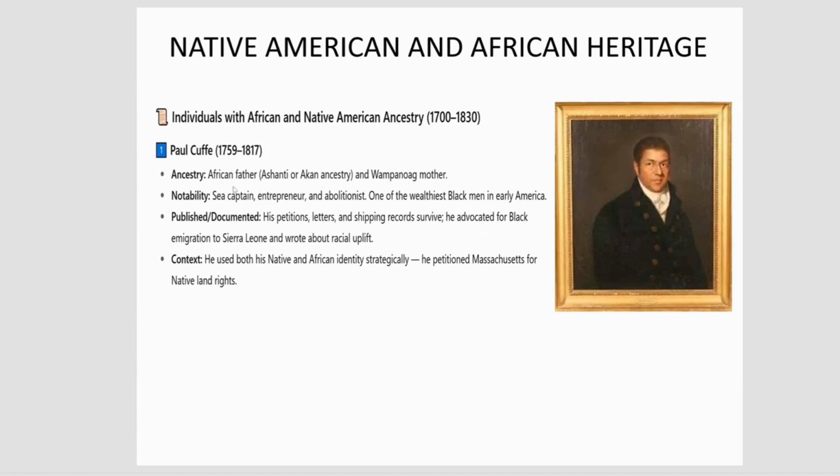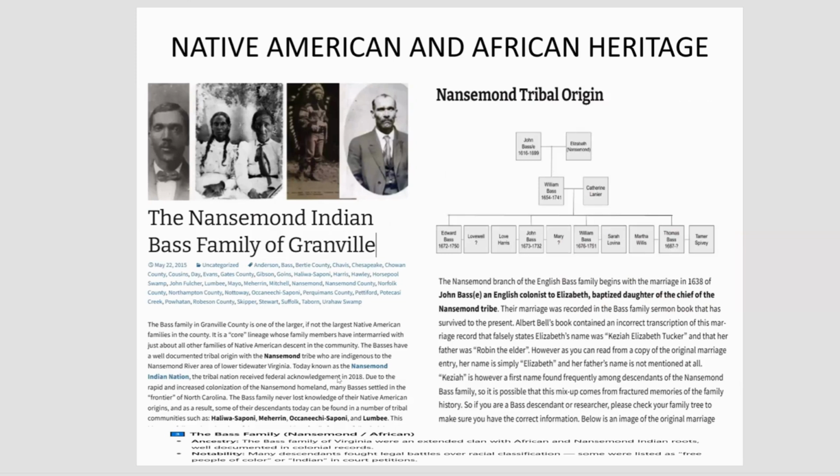So Paul Cuff is an African father from the Ashanti or Akan ancestry and a Wampanoag mother, one of the wealthiest Black men in early America. So that's who he was. He was a blended origin, right? Then this is Nassamon tribal origin, the Nassamon Indian or Bass family. So many of us can truly say, oh, I've seen DNA connections and matches to the name Bass. I'm connected to Bass. But where is this connection?